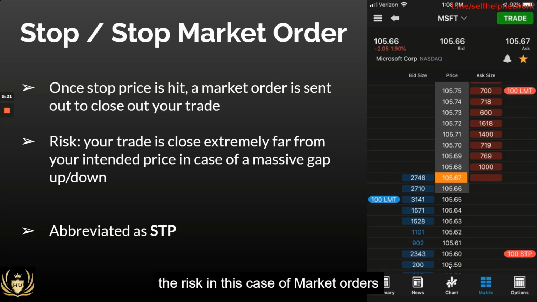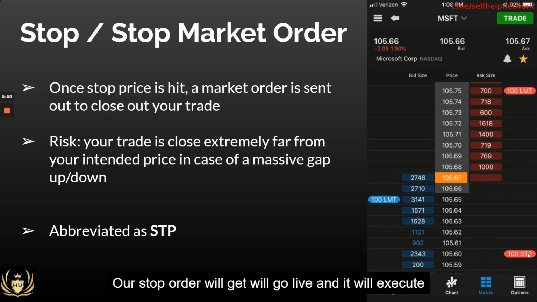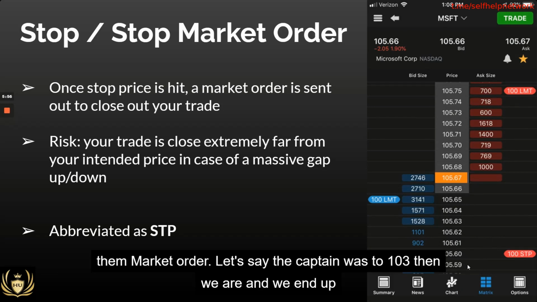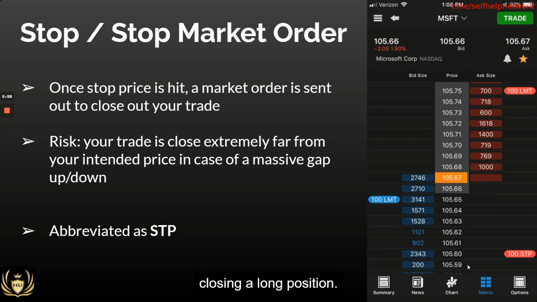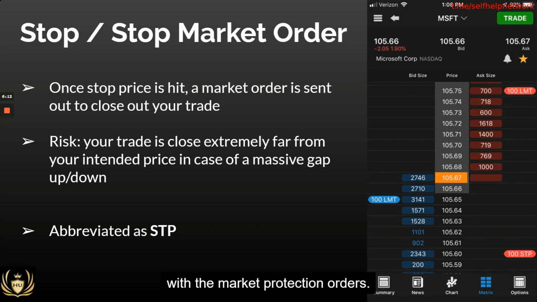The risk in this case of market orders is what would happen if there's a gap up or gap down. So if there was a massive gap up, or in this case, let's say in our example, if there was a massive gap down, our stop order will go live and it will execute a market order. Let's say the gap down was to 103. Then we end up closing our long position almost $2.50 below we intended to. So that's the risk with stop market orders. And there's a way to avoid this risk, which we'll discuss with the market protection orders. A stop market order is abbreviated as STP.